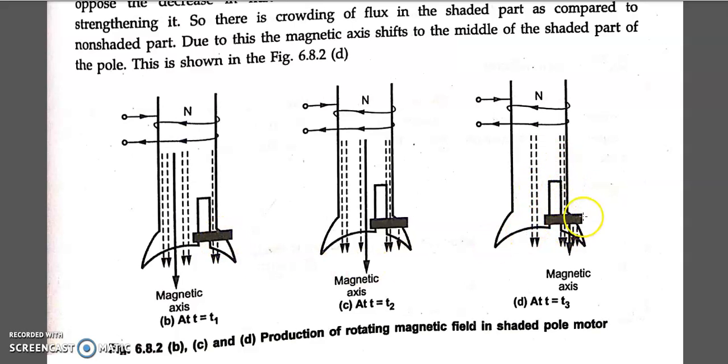So what happens? More flux gets crowded at the right part and less flux gets crowded in the left part. Okay, so the flux distribution is again uneven here. Less flux here, and more flux here. Now what happened?